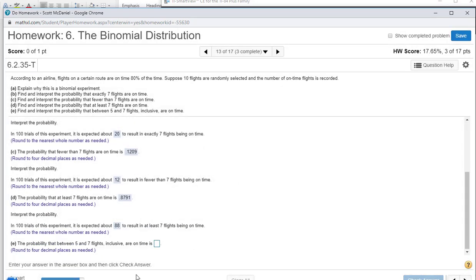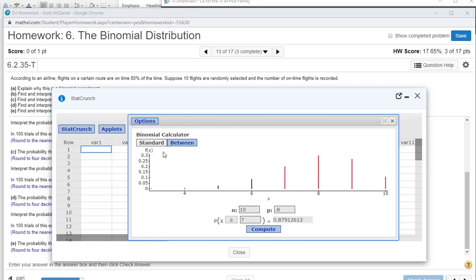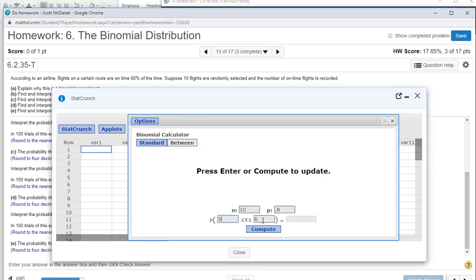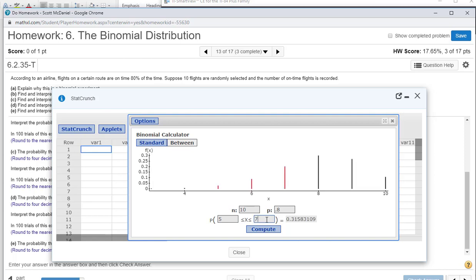Ooh, long problem. Last one, I think. The probability that between 5 and 7 flights inclusive are on time. Now we're evaluating 5, 6, or 7. In StatCrunch, we can go to between and say everything between 5 and 7. StatCrunch is crazy nice, isn't it? It's just these values here, 5, 6, and 7, and it's about 0.3158.